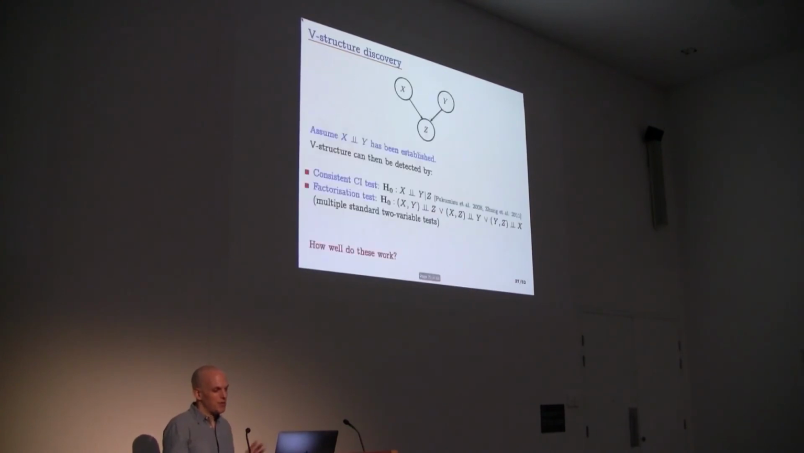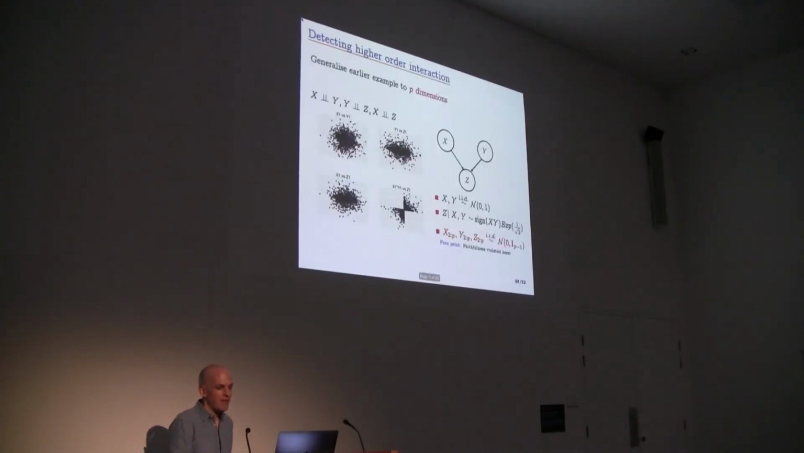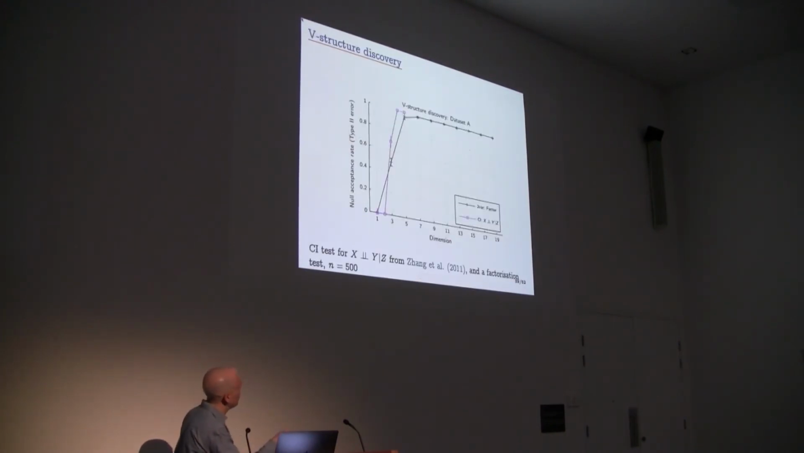Some approaches we could use are conditional independence tests or factorization tests. The trouble is that testing conditional independence is hard. If I take this example and add some noise dimensions, I'm going to show you what happens. On this axis I'm adding more and more noise dimensions to my V structure, and here is the rate of accepting the null hypothesis, so not noticing the V structure. You can see that these earlier approaches rapidly fail as dimension gets high, because testing conditional dependence in high dimensions is hard.